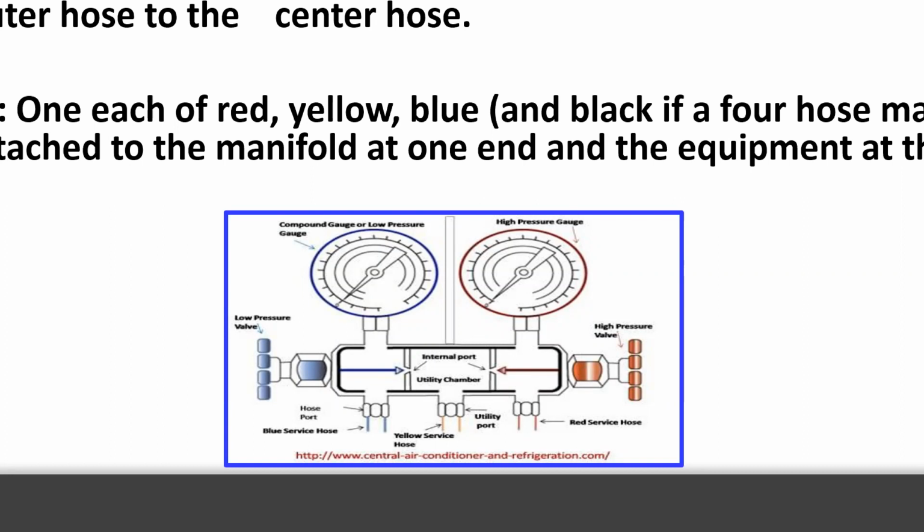And if the compressor is running, then you're going to exercise the blue valve to add refrigerant through the low side of the system. All depends on whether the compressor is running or not as to which side you're going to use.